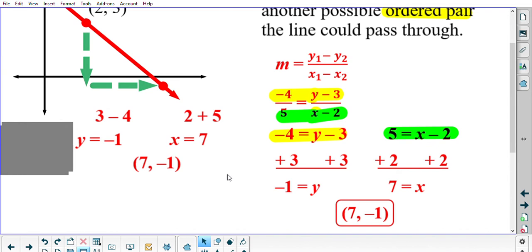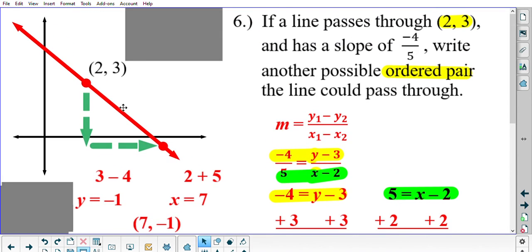Now, by the way, this is not the only answer to this problem. 7, negative 1. Think about this. The line goes on forever. So instead of going down 4, right 5, I could reverse that and actually go up 4, left 5. So if I go up 4, then that would be taking the 3 and increasing it by 4, which would give you 7. And if I go left 5, then that's taking 5 away from 2, which puts you in the negatives. And so if any of you guys at home got the answer of negative 3, 7, that is another answer to this problem.